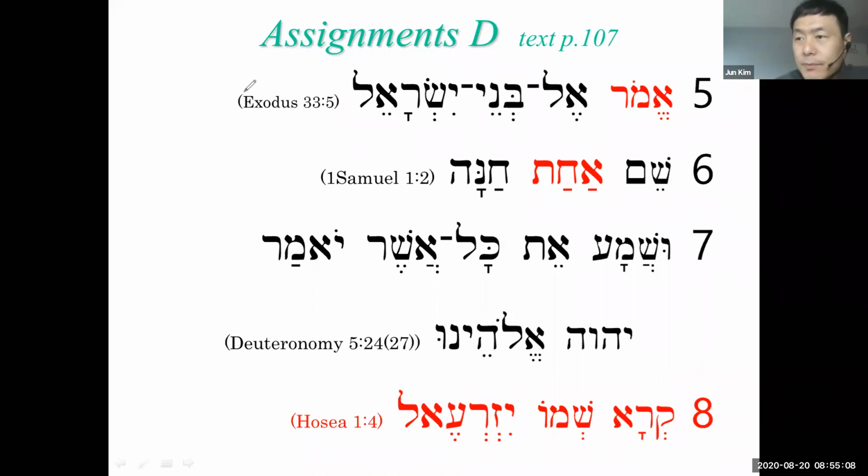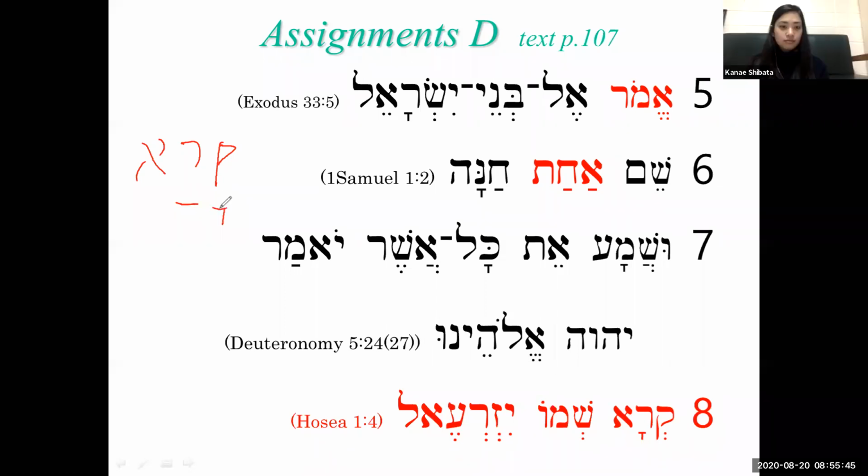Root letters. Oh, I forgot how to pronounce the first one. You can just do Kara. Okay, Kara. If you want to put the root letters, just put the individual letters: Qof, Resh, Aleph. When you want to pronounce it, then normally put the sound. So Kara is okay.